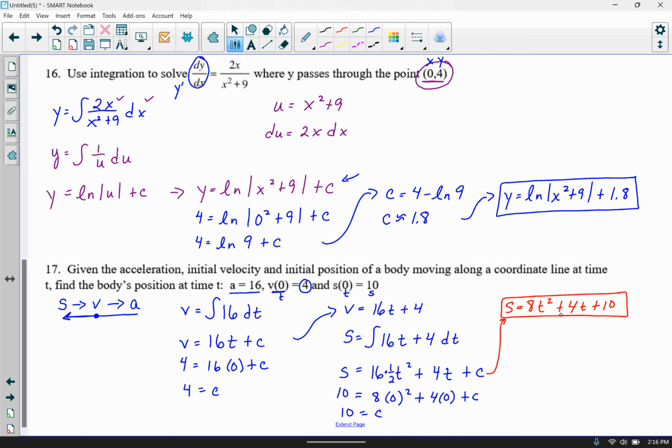Okay, and now you can work your way backwards. If I take the derivative of s here, that's going to give me velocity, so I'd have 16t plus 4. Sure enough there. Now if I take the derivative of my velocity function, 16t plus 4, it's just going to give me 16, which is what I was given in the beginning as my acceleration. All right, well, this finishes up that section.